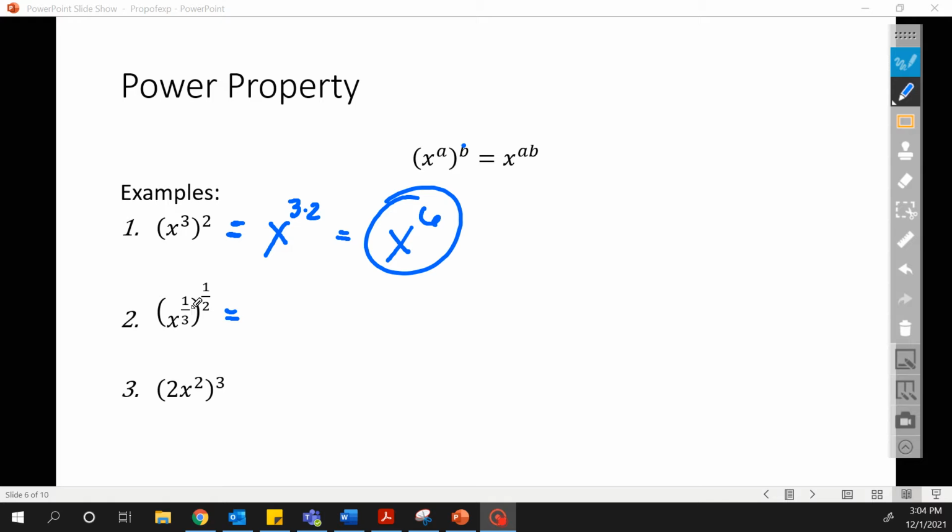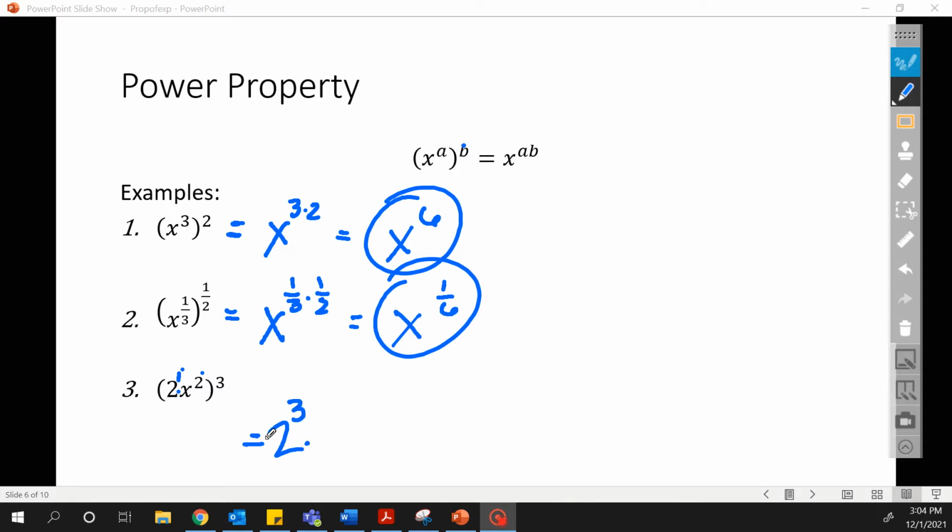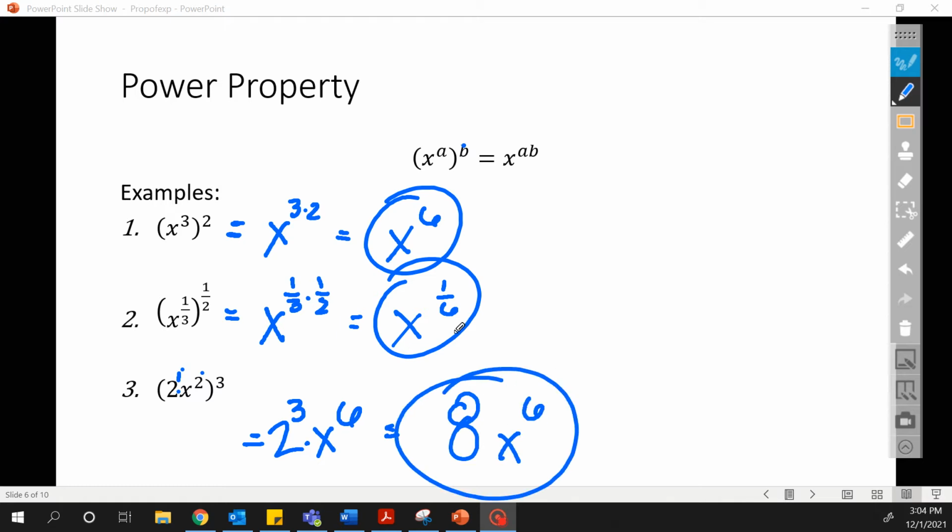X to the 1/3 to the 1/2, you just multiply those together, x to the 1/3 times 1/2, which is x to the 1/6. However, when you have something like number 3, this is 2 to the first power and x to the second power. Both these exponents need to get multiplied by 3, okay? So that becomes 2 to the third power and x to the sixth power, which 2 to the third power is 8. So that's 8x to the sixth.